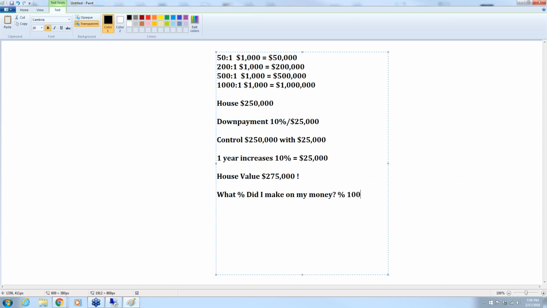No, you made 100% on the money. So you made 100%, right? On the cash, okay? Investment. So you made 100% on your money, and the reason why is because you use something called leverage.